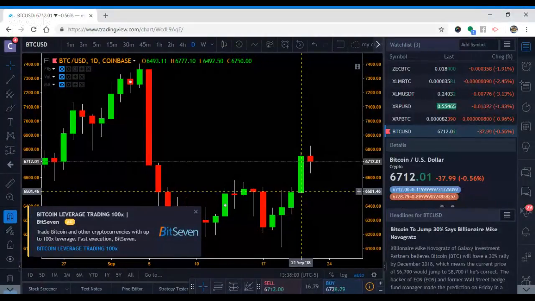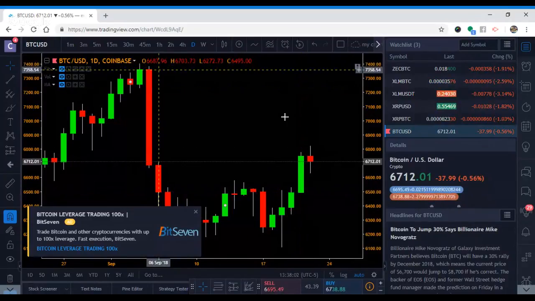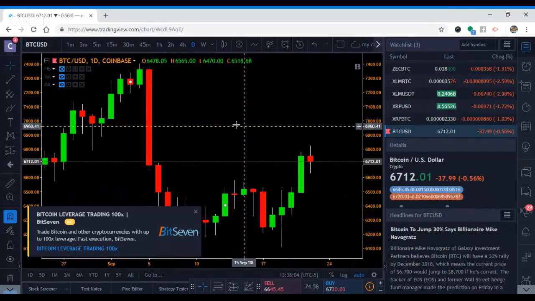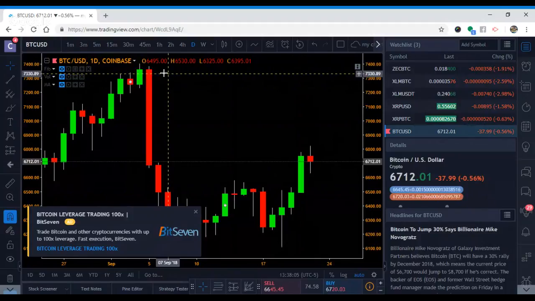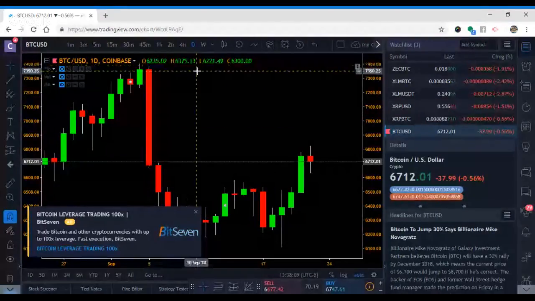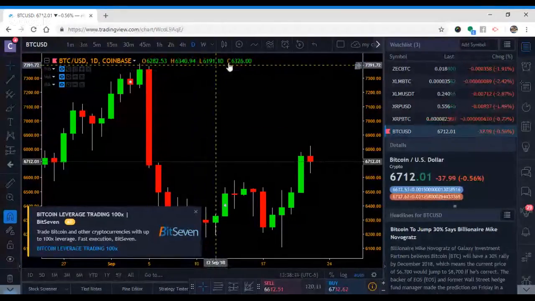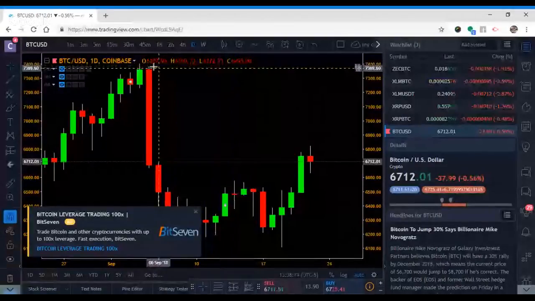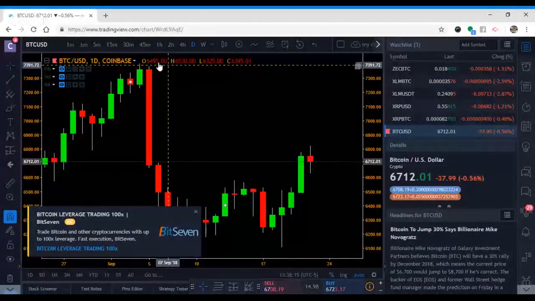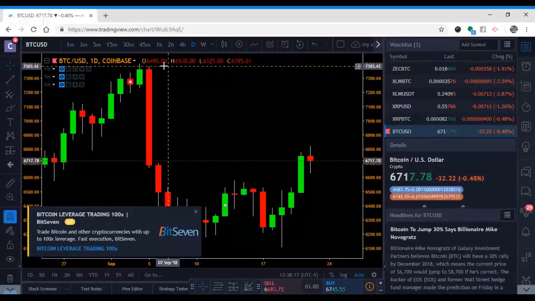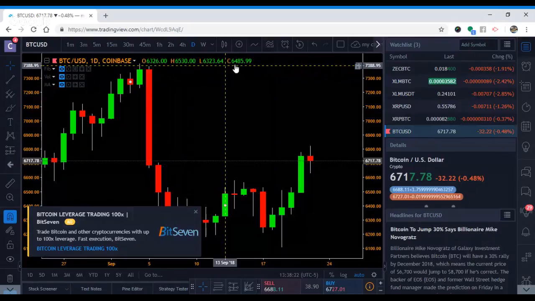$6,493. And if you're wondering where I'm getting it, when you place your cursor on each one of these candlesticks, it's going to give you a reading up here. It's going to show you the opening, the high, the low, and the close. So the O and the C is the open and the close. This represents the body. This right here, O and C, represents the body.